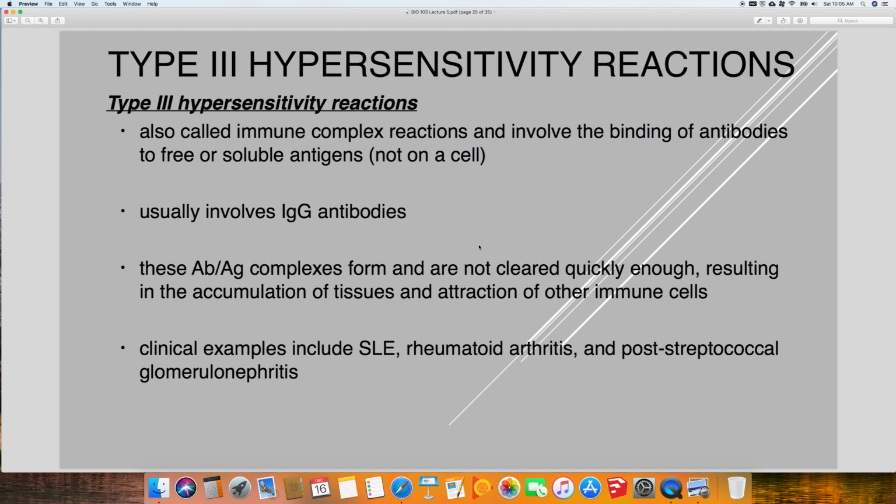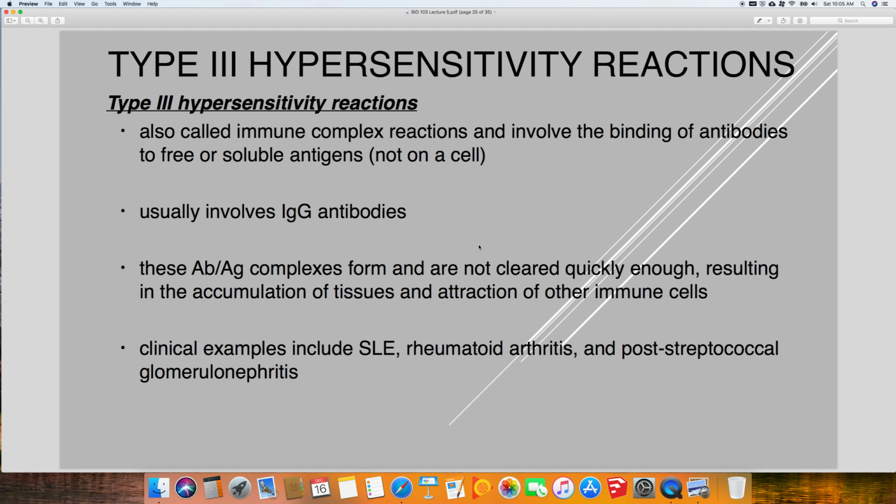Okay, and then the type 3. So we're going to see how this is a bit different than type 2. Remember type 2, you have IgG and IgM antibodies that bind to cells and they activate complement. In type 3, which are also known as immune complex reactions, you have antibodies that bind to free or soluble antigens, not a cell. And this is typically just IgG. These antibodies bind to these antigens and make antibody-antigen complexes, and these complexes form more quickly than they can be cleared from the body.